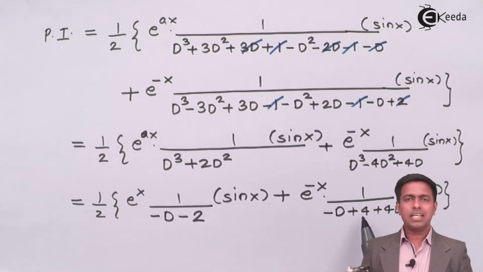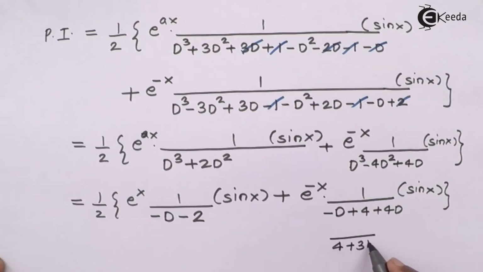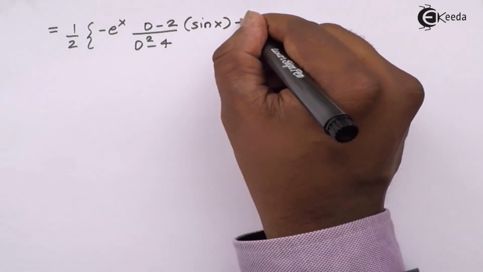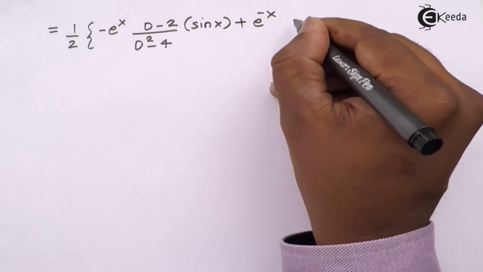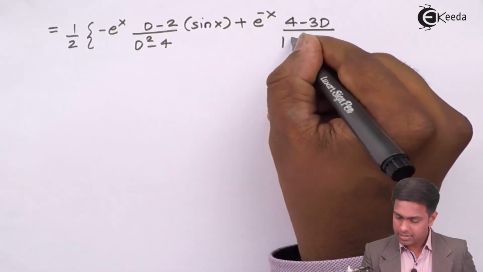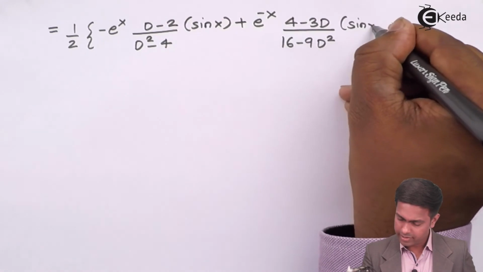So that will become 16 minus 9d square in the denominator. So here right now we have 4 plus 3d. So I will rationalize it, and that is why I'll multiply and divide with 4 minus 3d. So guys, e to the power minus x as it is. So 4 minus 3d upon 16 minus 9d square into sine of x.